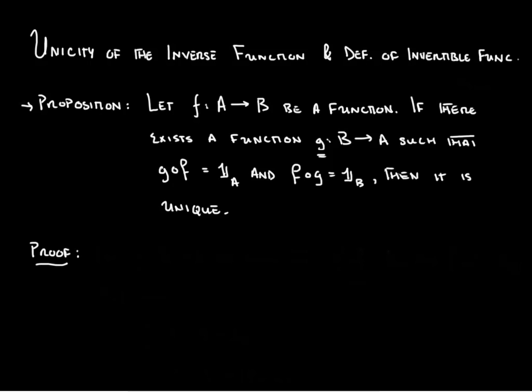Now for the proof of this, whenever you want to prove that an object is unique, you can suppose that there is a second object which satisfies the same property, and then you show that they're both equal. It's equal to the first.